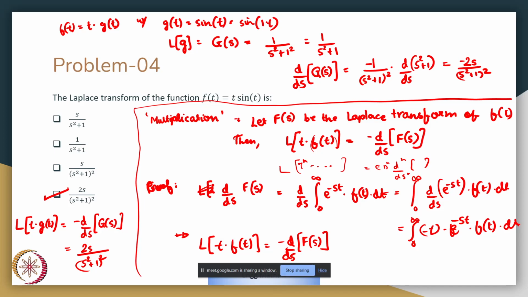Okay, similarly, you can prove this property for the general t raised to n into f of t condition: the Laplace transform of t raised to n into f of t becomes equal to minus 1 raised to n, the nth derivative with respect to s of F of s. Okay, so this covers an important and pretty useful property in Laplace transforms.